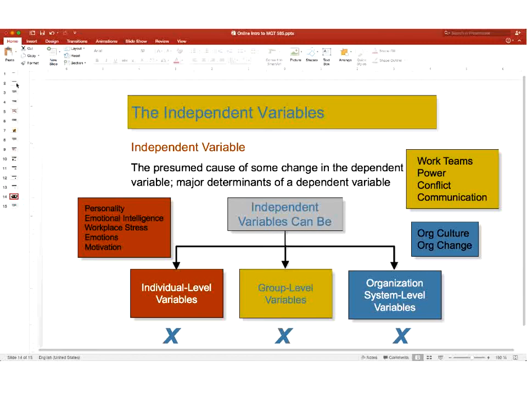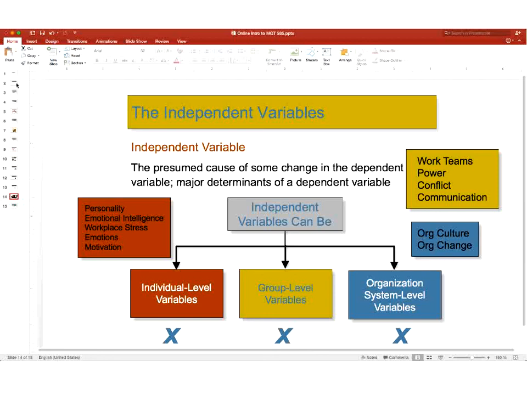So now that we've looked at the dependent variables of what we want to be able to predict, what things cause us to have high job satisfaction or low employee turnover or low absenteeism? Going back to our levels of analysis, on the individual level side, we have things like the person's personality or the manager's personality. We have emotional intelligence, workplace stress, emotions, what motivates you, and different motivation theories. So we want to look at a lot of those from an individual level.